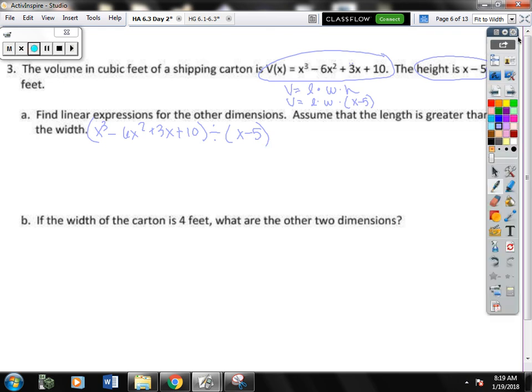And I'm going to let you guys try the synthetic on your own this time. You will get a remainder of 0, but take the opposite of the linear term, so that'd be positive 5 in our box. Make sure you put 1s for anything else. Go ahead and see if you can complete the synthetic division for this one. You should get a remainder of 0 if you do it correctly.